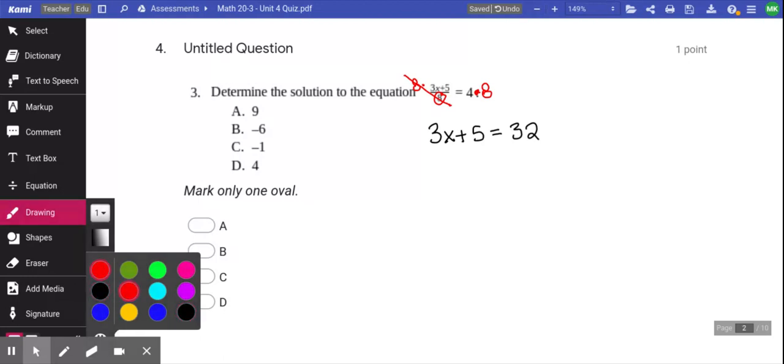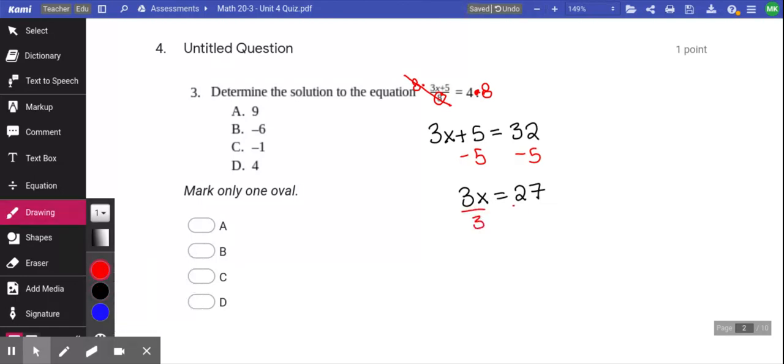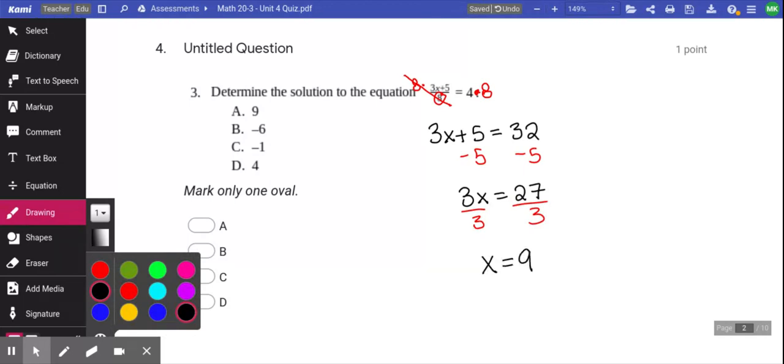You then can do your opposite operation. So I move the 5 first by subtracting 5 from both sides. That gives me 3x equals 27. Then I can get rid of that 3 by dividing both sides by 3. Leaves me with x equals 9, which was A.